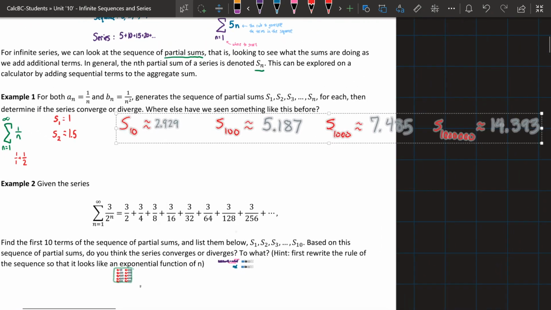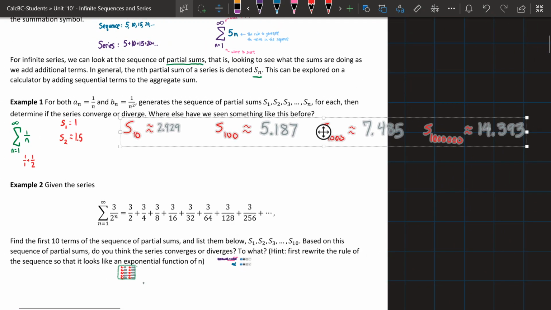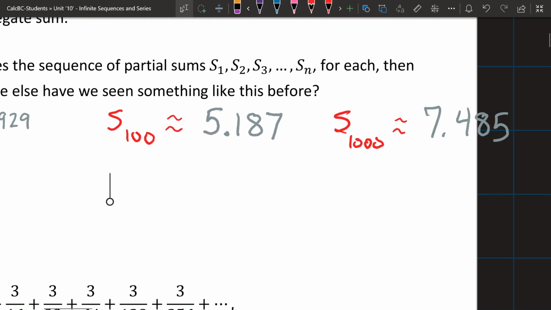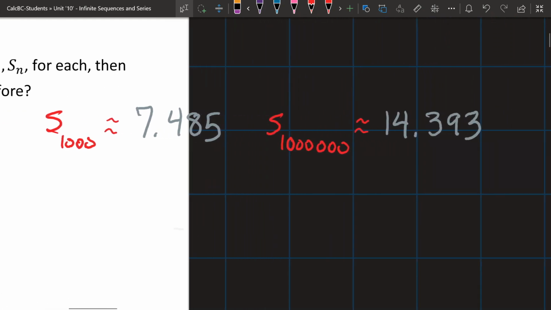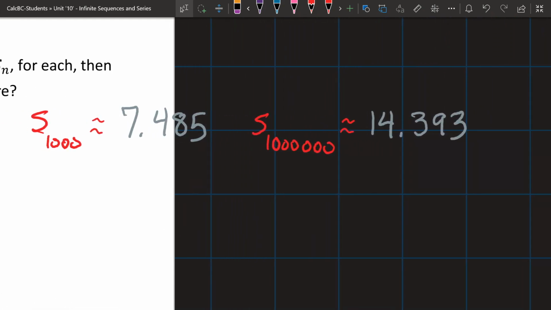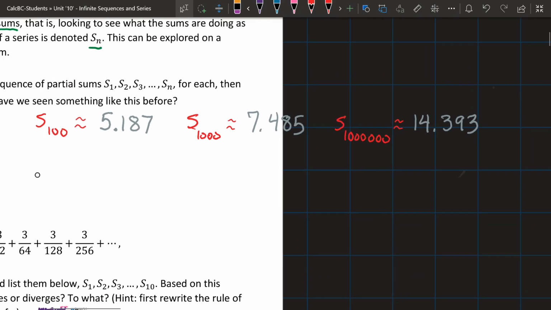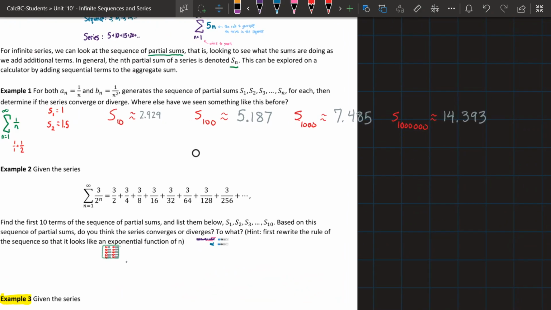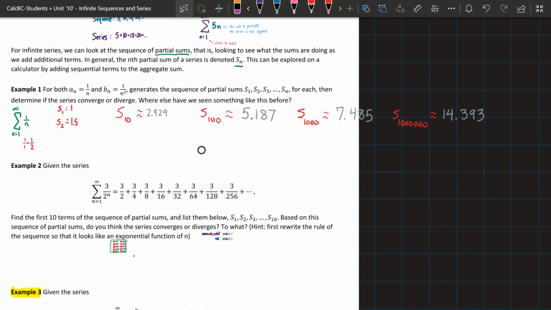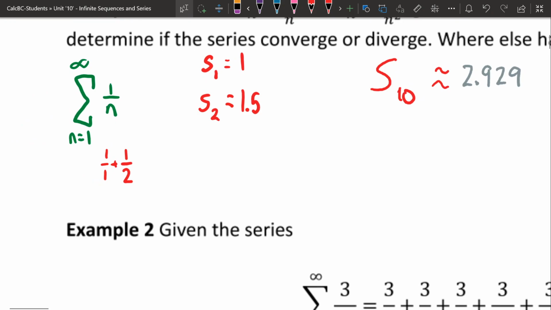Okay, so we've got the sum of the first 10 terms goes to 2.929. Sum of the first 100 goes to 5.187. First 1,000 and the first million terms. So we can see those values continue to increase. Even though they're not increasing rapidly, they are increasing. It doesn't look like they're approaching a certain value. I mean, we went out 1 million terms, and it's still getting bigger and bigger. So we can say that for all intents and purposes, this series diverges.